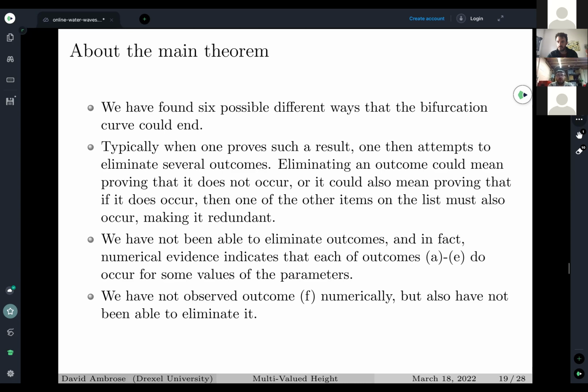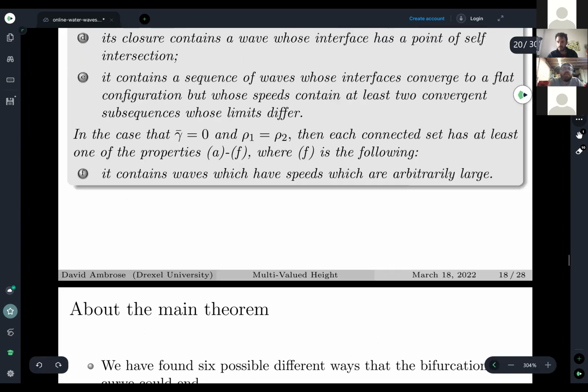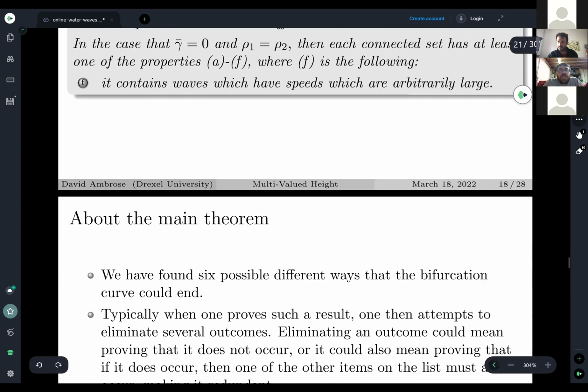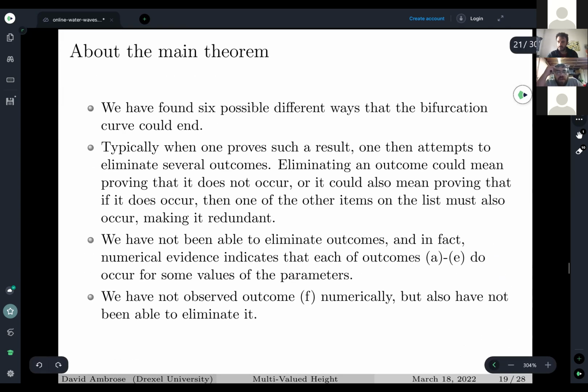I'm going to show numerics for basically the rest of the time here. And the numerics indicate that all of the outcomes A through E do occur. The only one that doesn't is F. So F was a special case. F was when gamma bar is 0 and rho 1 equals rho 2. That means the speed can be arbitrarily large. We have not observed the speed becoming arbitrarily large in that case. So F is the only outcome that we have not observed, but we can't rule out.